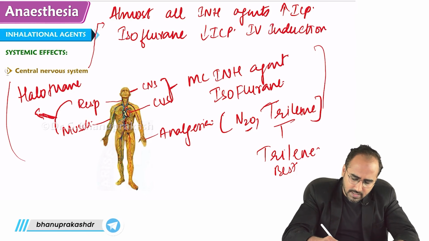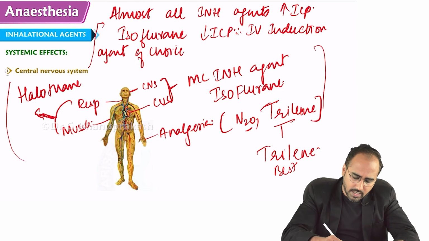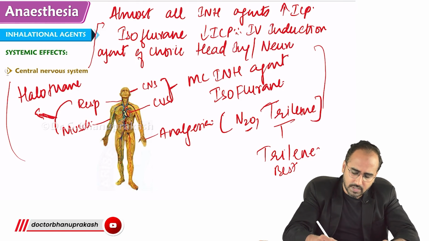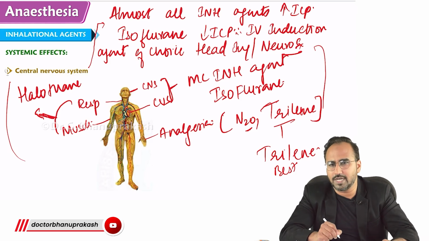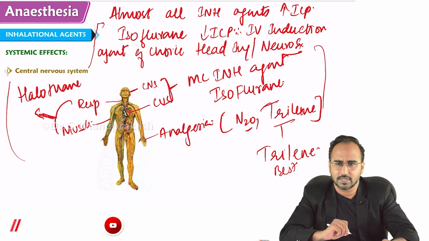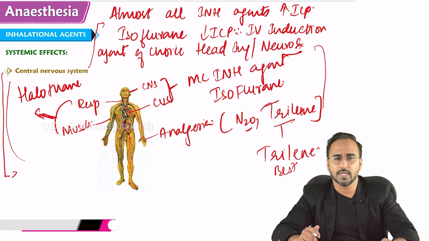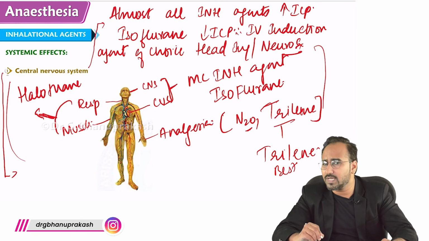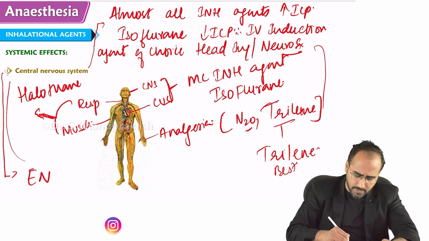inhalational agent of choice for head injury and neurosurgery. Right? One more point regarding CNS that we need to remember: there is one agent called Enflurane, which is highly contraindicated for any CNS problem.